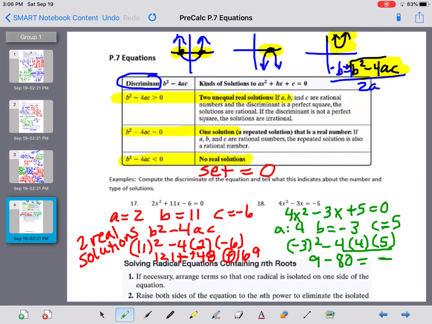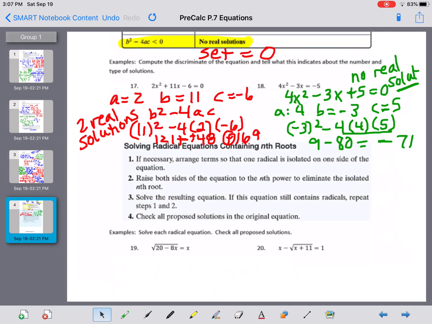I'm definitely getting a negative number, to be honest. The number itself doesn't matter. The negative does. It would be negative 71, though. And because of that, I have no real solutions. Okay? So just remember that you could get no real solutions, in which case you would call it the empty set if you were actually trying to solve that, okay?